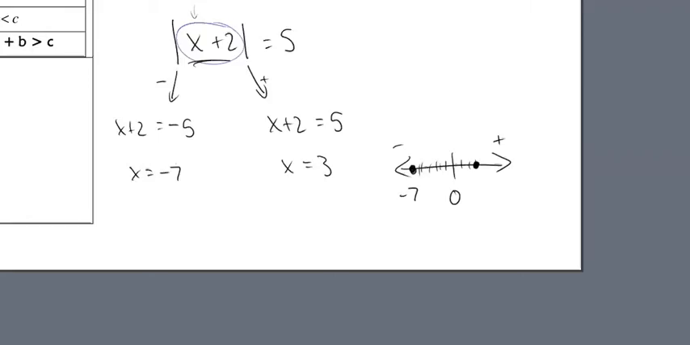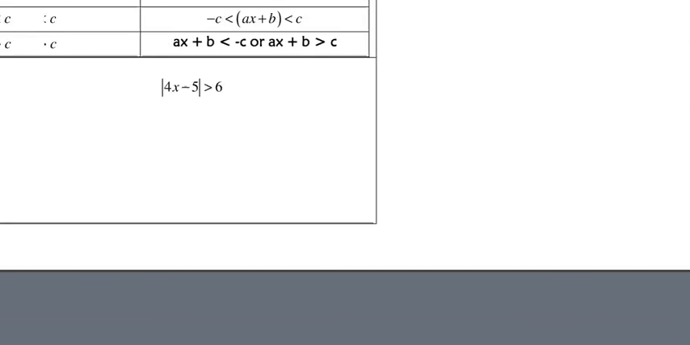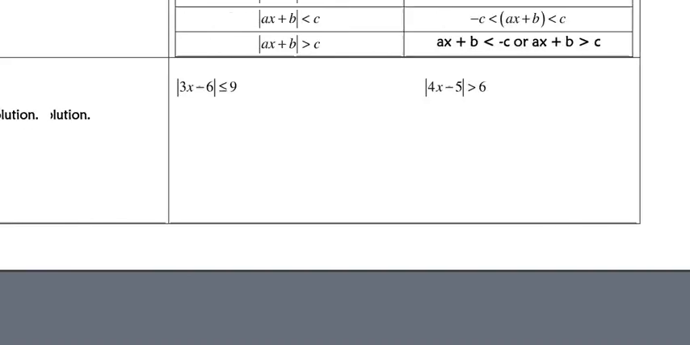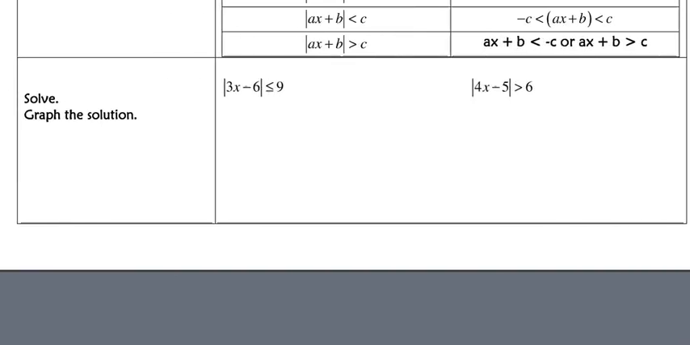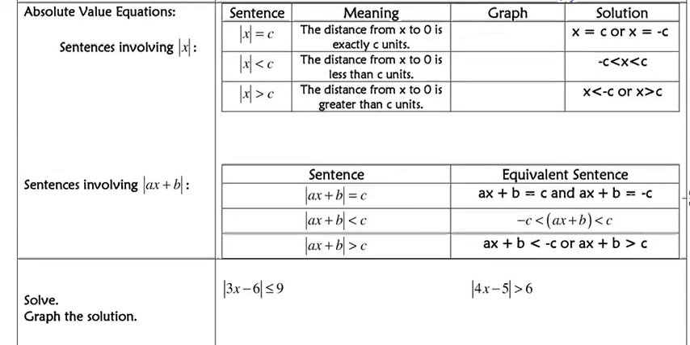Now, keeping that in mind, I want to go back and take a look at the examples we have on your note page. Sorry, let me find my mouse here. And so absolute value equations are sentences with the absolute value symbol here. And we just talked about this first one.